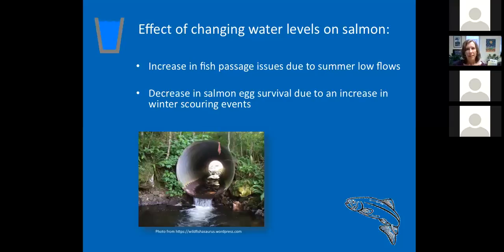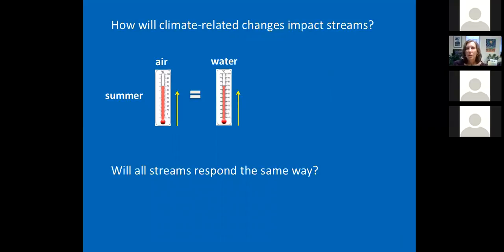Okay, next slide, please. So as I mentioned, a lot of the work that I've been doing over the last 10 years or so has been related to this relationship and whether, if air temperatures are rising, all stream temperatures will rise.